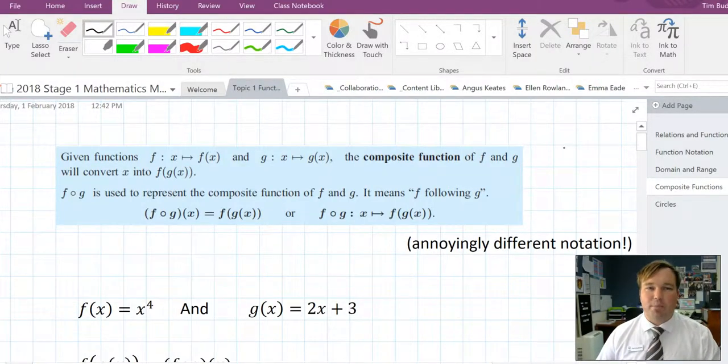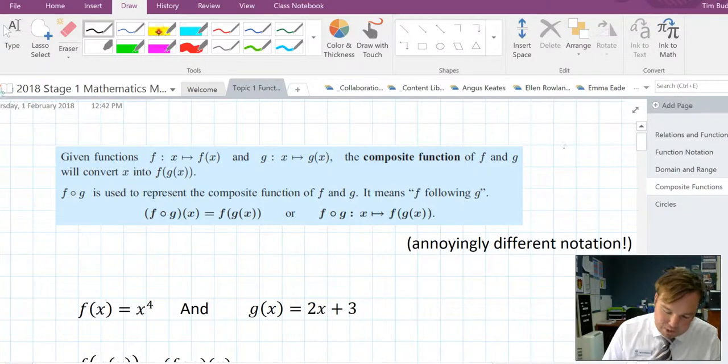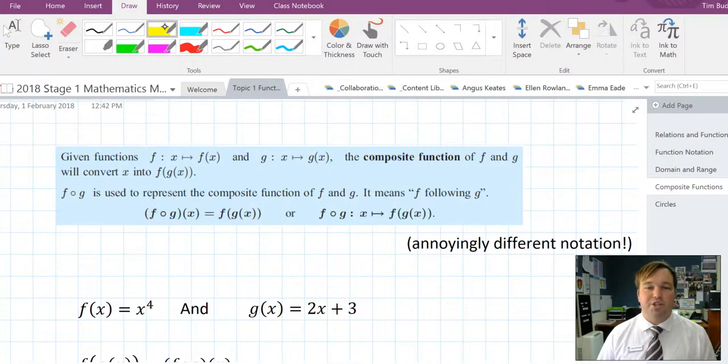Today we're looking at composite functions. Now on the screen in front of you I have the textbook definition of composite functions, where there are basically two functions with one nestled inside another. And the textbook uses annoyingly different notation.